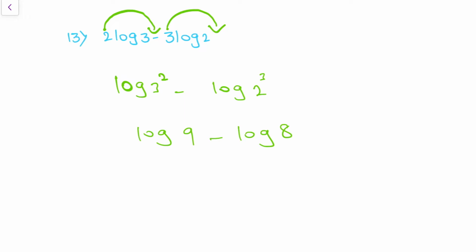In logarithms, if minus is there, it means we need to do division. So log only one time, first number divided by second number. Log 9 minus log 8 is nothing but log 9 divided by 8.